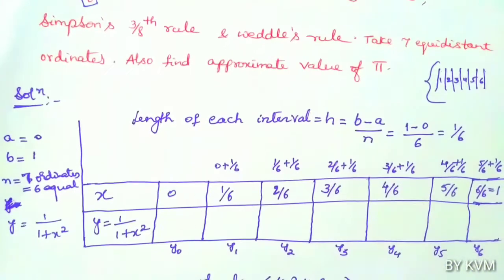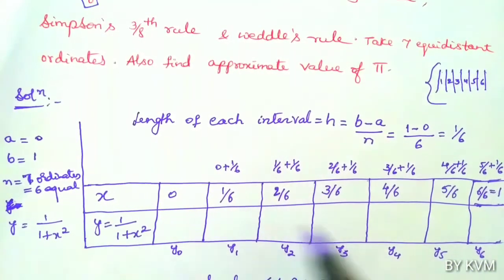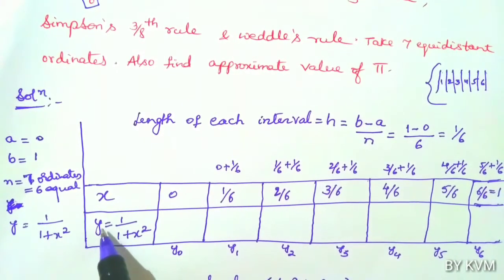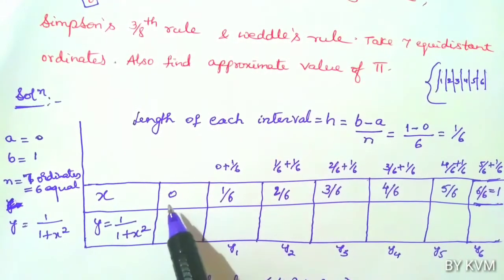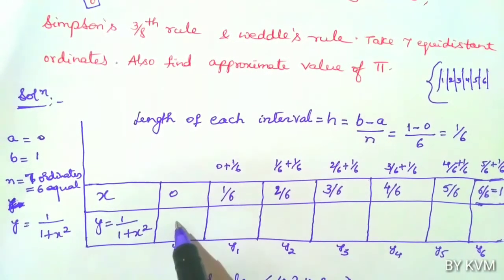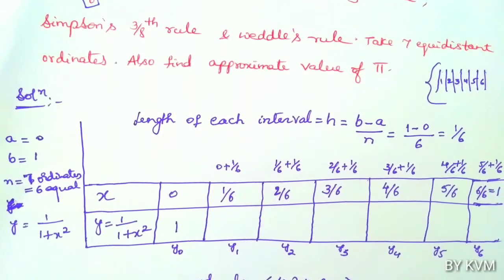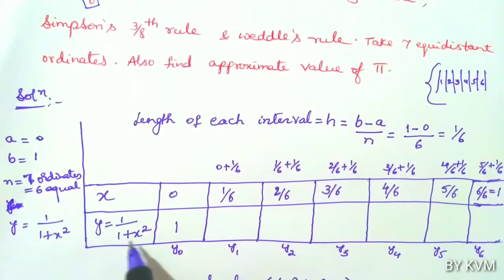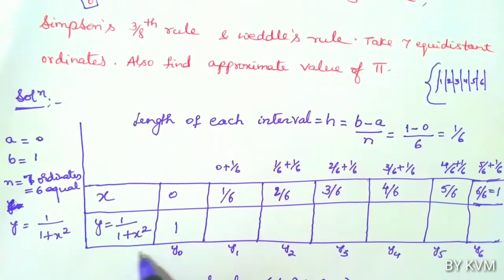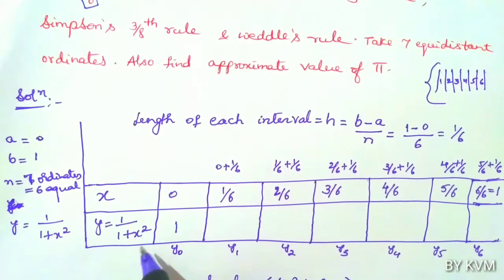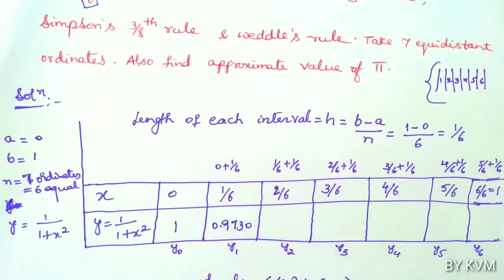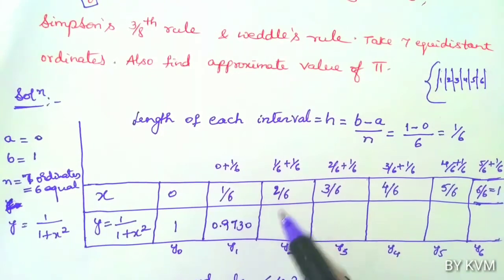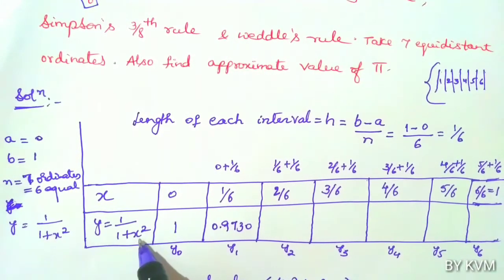Now for each value of x, we have to find the value of y. How to find the values of y? y equals 1 by 1 plus x square. Substitute the x values, we get the y values. When x equals 0, y is 1. Now when x equals 1 by 6, y is 1 by 1 plus 1 by 6 whole square. You have to use brackets in the denominator wherever necessary. So that is 0.9730. Then when x equals 2 by 6, y is 1 by 1 plus 2 by 6 whole square.